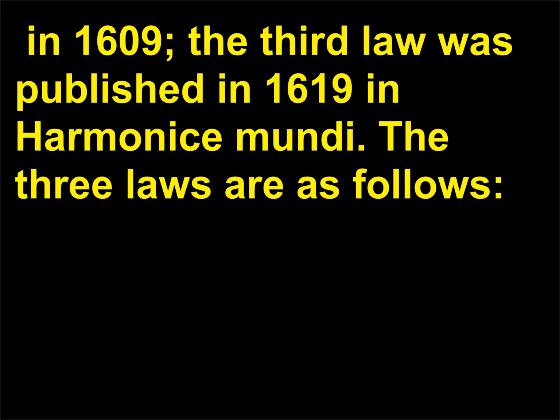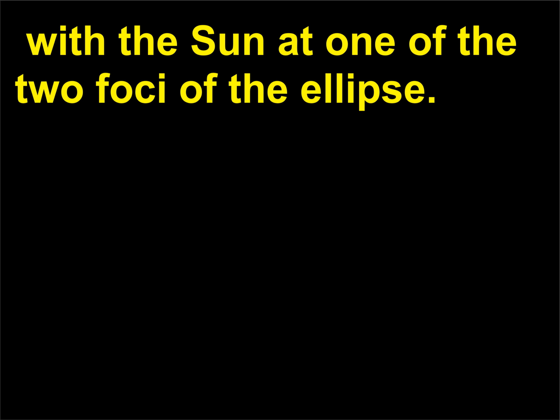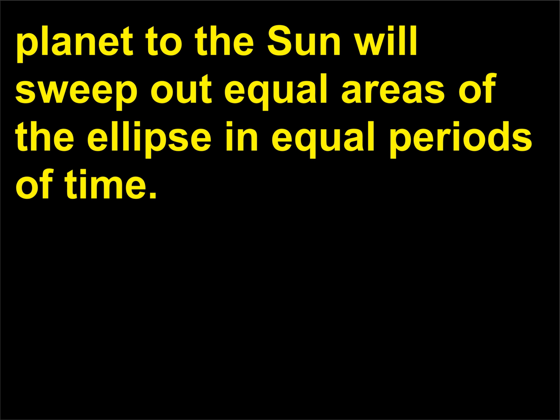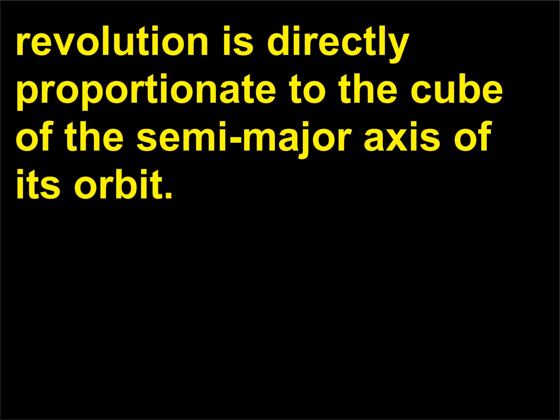The three laws are as follows. Kepler's first law, or law of elliptic orbits: each planet moves about the Sun in an orbit that is an ellipse, with the Sun at one of the two foci of the ellipse. Kepler's second law, or the law of areas: an imaginary straight line joining a planet to the Sun will sweep out equal areas of the ellipse in equal periods of time. Kepler's third law, or the harmonic law: the square of the period of a planet's revolution is directly proportional to the cube of the semi-major axis of its orbit.